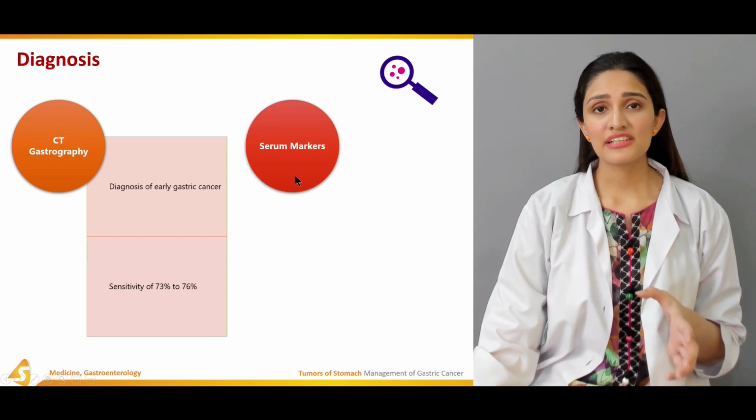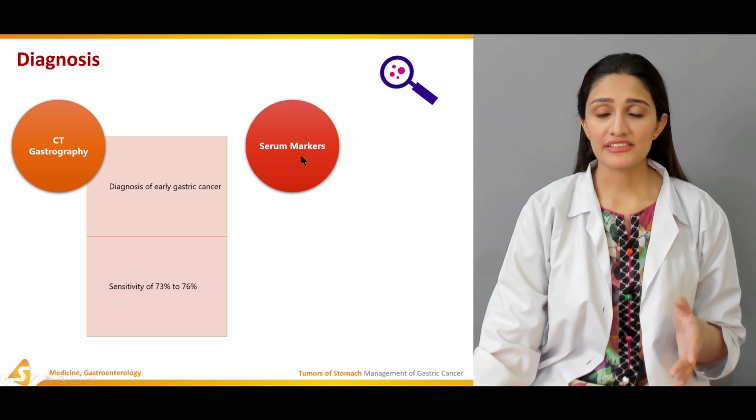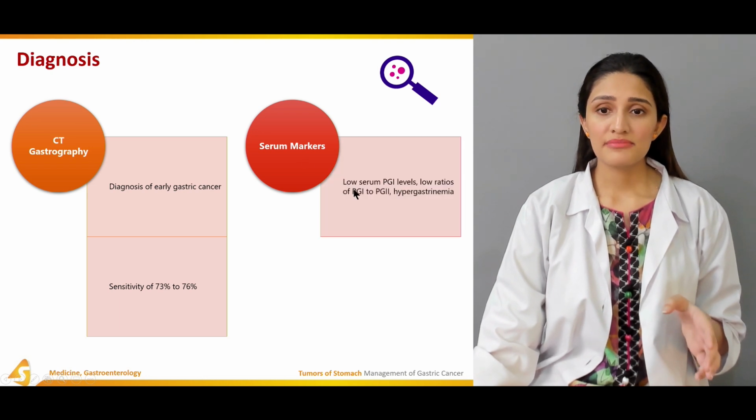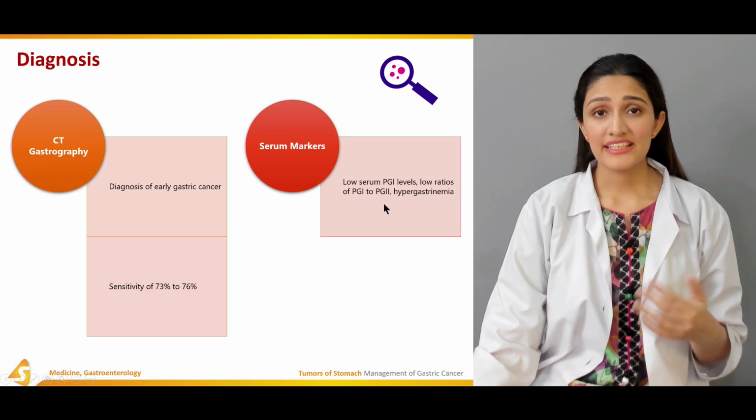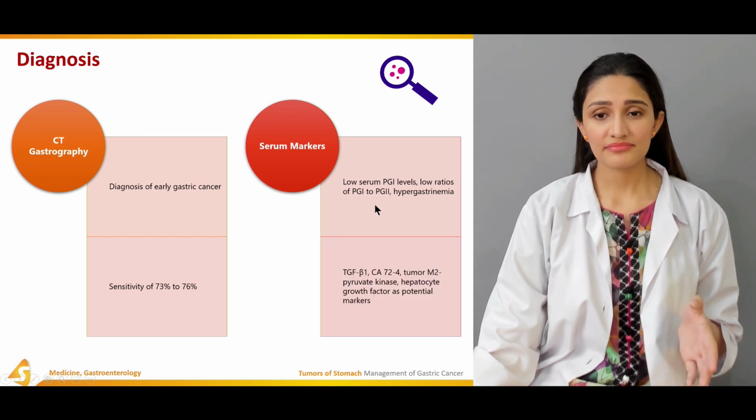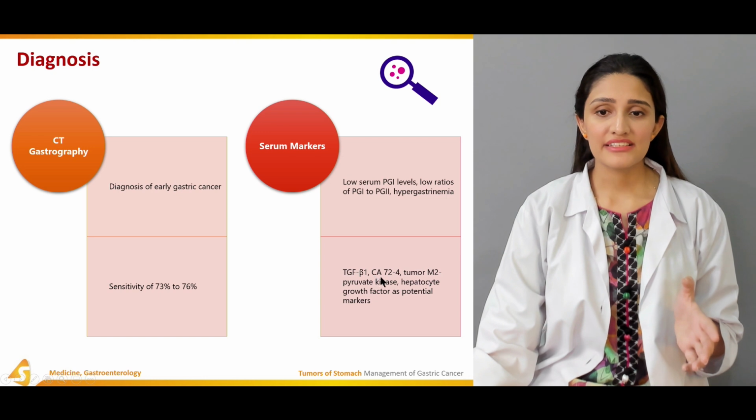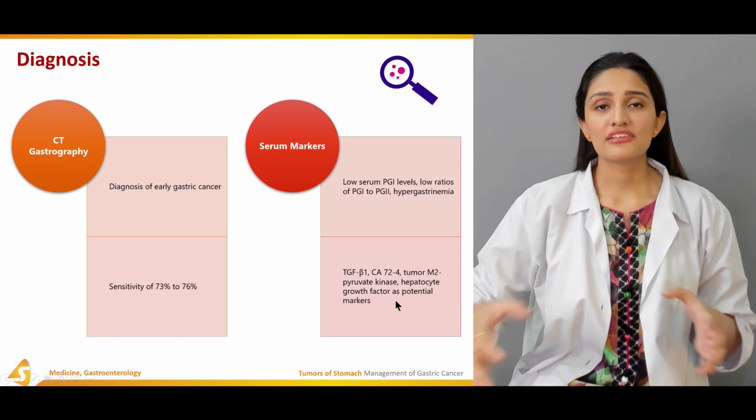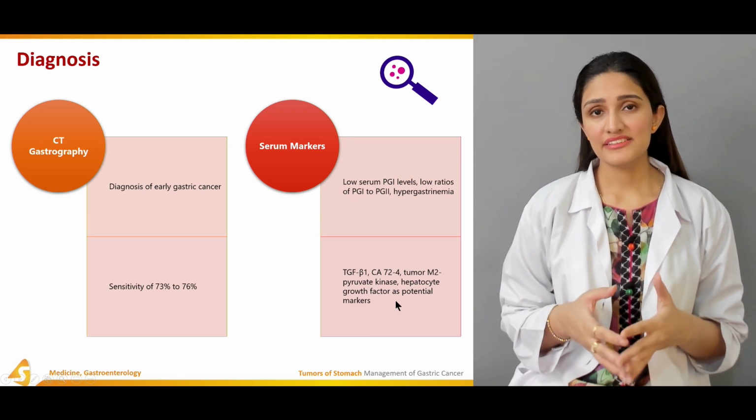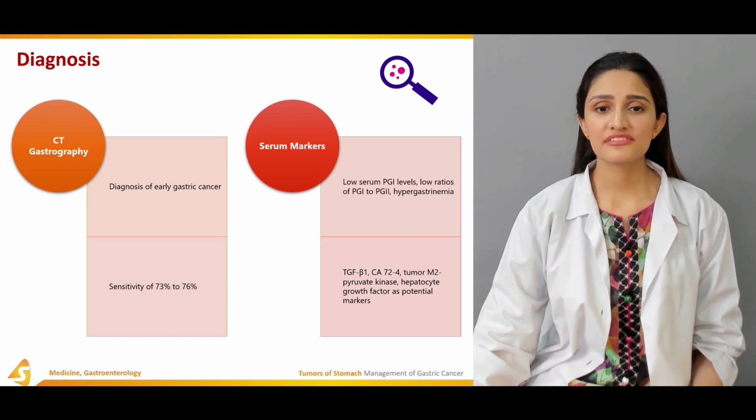And if we talk about serum markers, they are not that significant in the investigation of gastric cancer, but are usually used. One being the low serum pepsinogen levels and the low ratio of pepsinogen 1 to pepsinogen 2, and high gastrin levels, being the hypergastrinemia. And second, there are different markers such as TGF beta 1, CA72-4, tumor M2 pyruvate kinase, and hepatocyte growth factors, which are potential markers being studied these days to see if they are helpful in the investigation of gastric cancer.